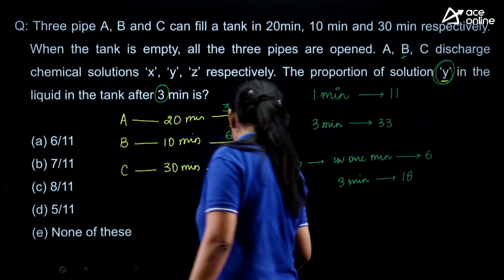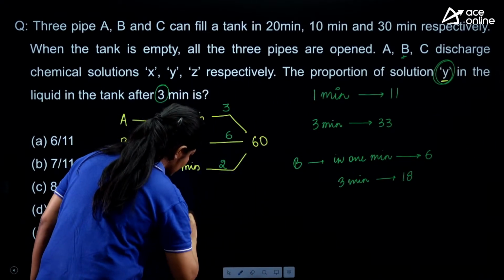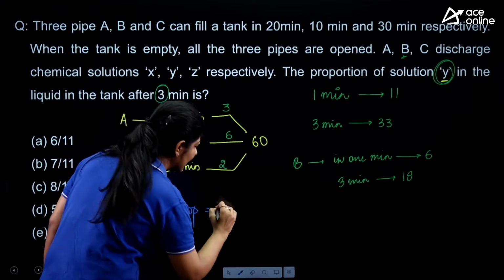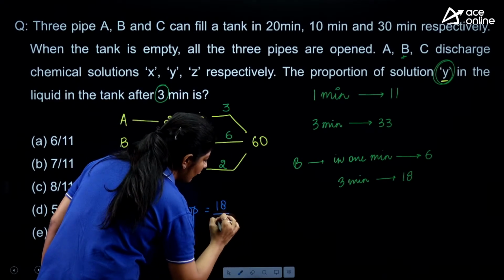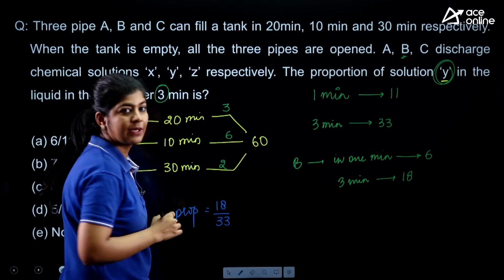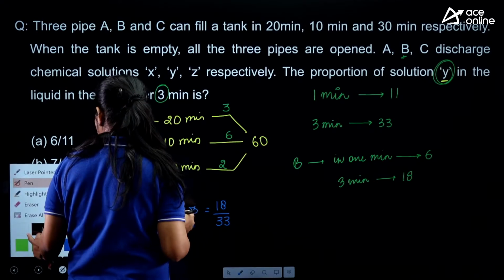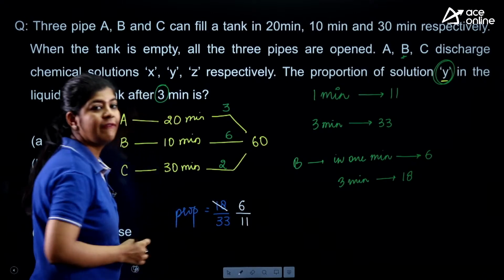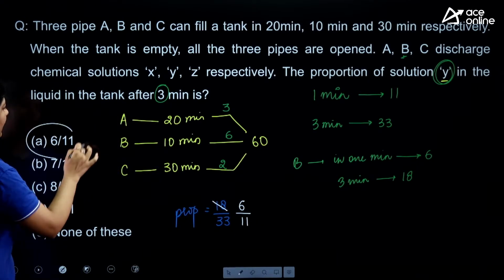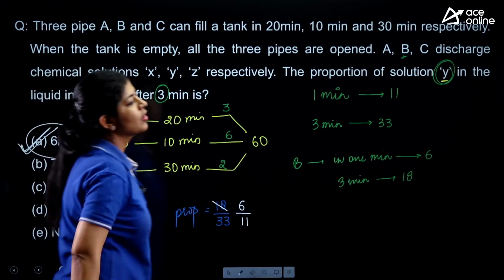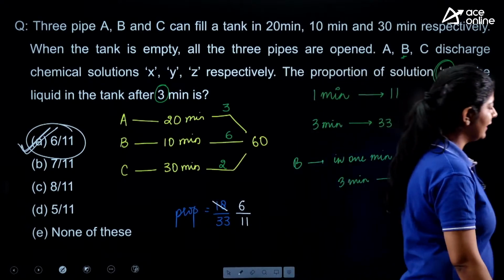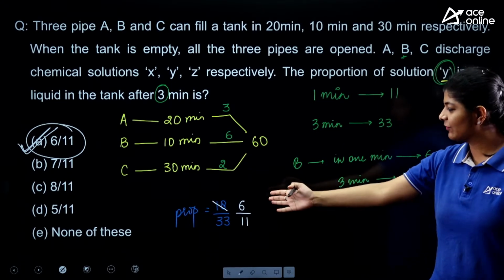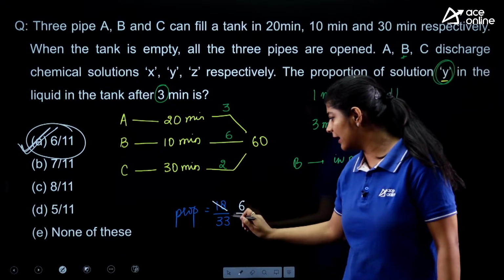But what we have to do is find out the proportion. So the proportion is nothing but B is able to fill 18 out of 33 at the same time. Now with the help of 3 we can eliminate it. Here we got 6 and here we got 11. That means option number A is the correct one. This is a very simple one. We just simply have to calculate this one and we got our answer.